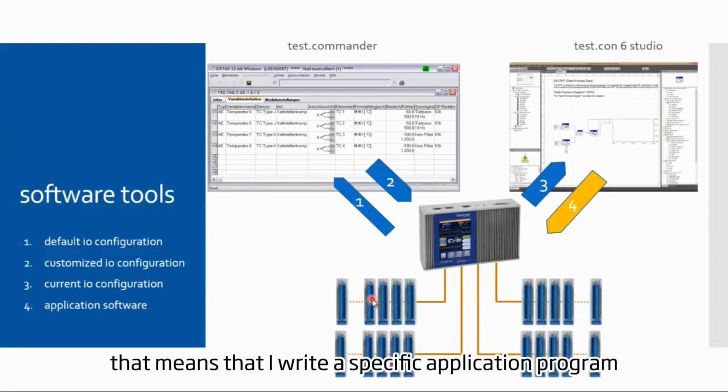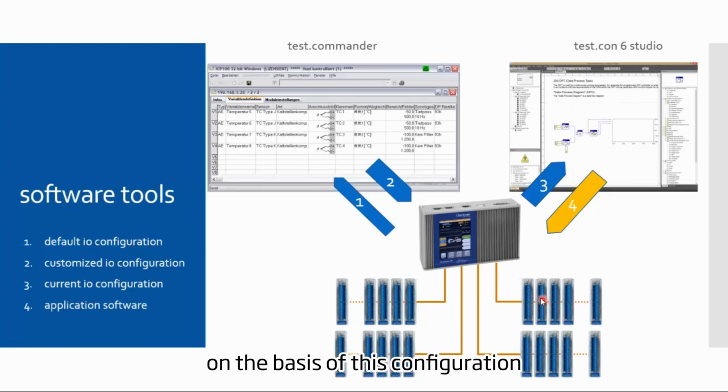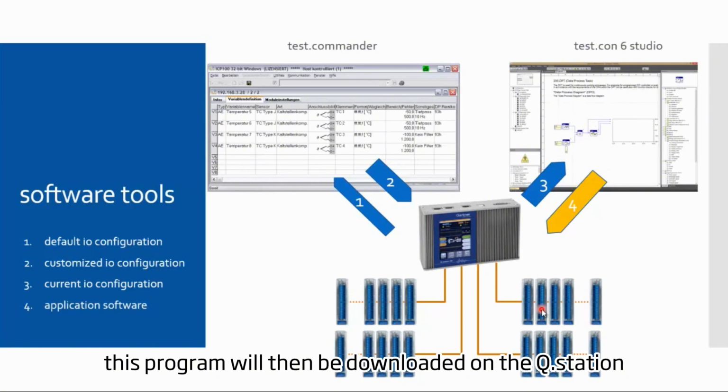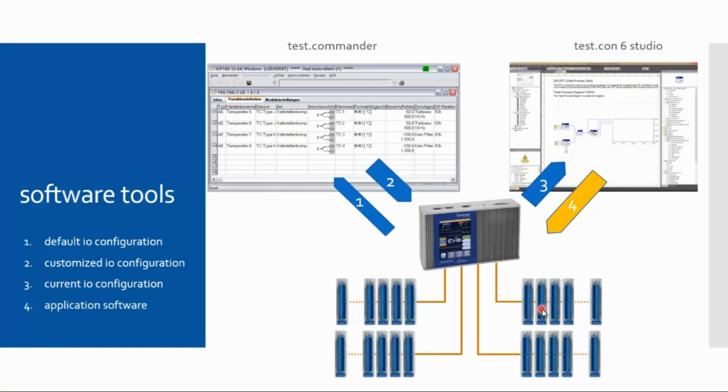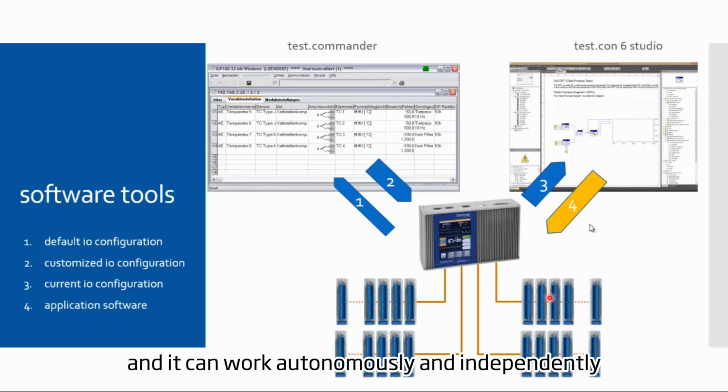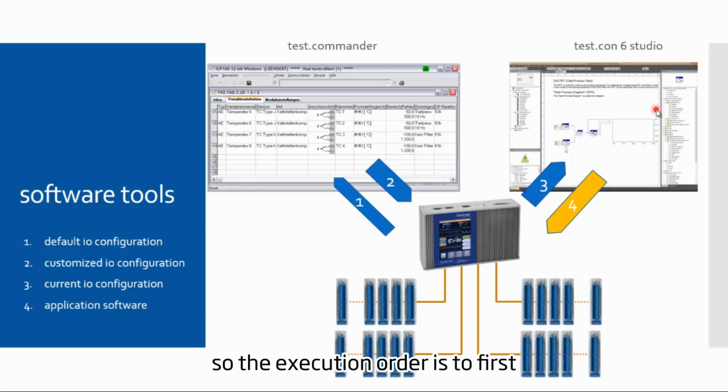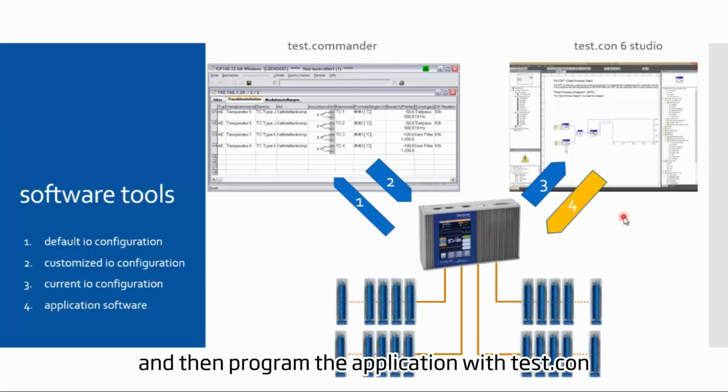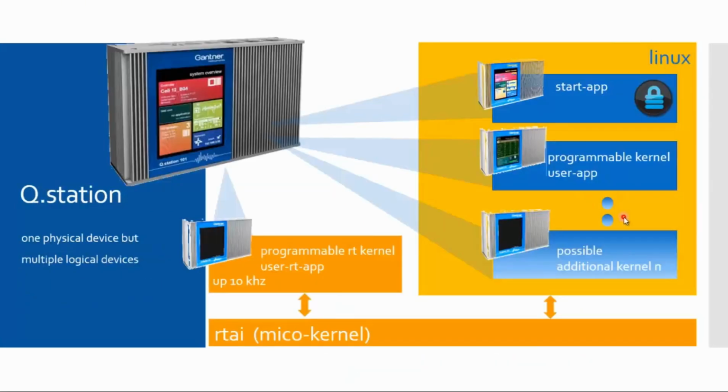I can trigger directly in the application. That means that I write a specific application program on the basis of this configuration. This program will then be downloaded on the Q.station, and it can work autonomously and independently. So the execution order is to first create a configuration in Test Commander and then program the application with test.con.